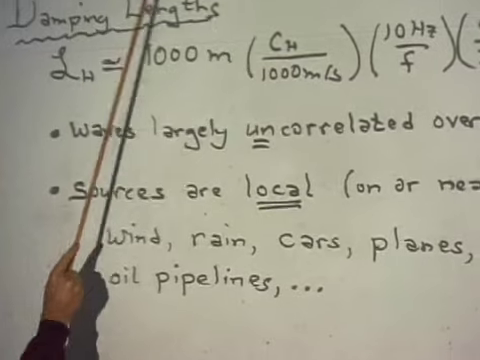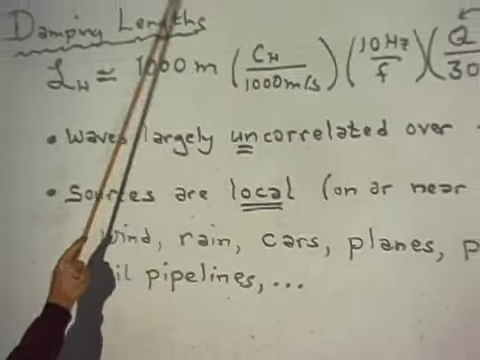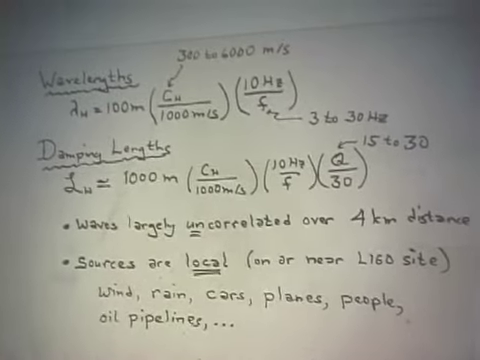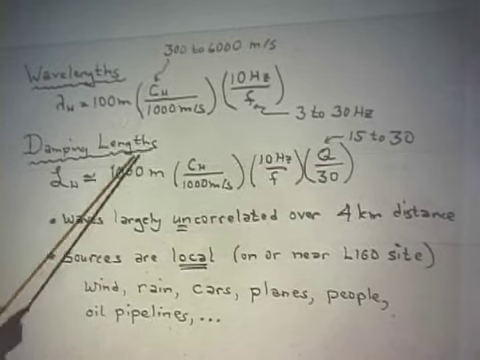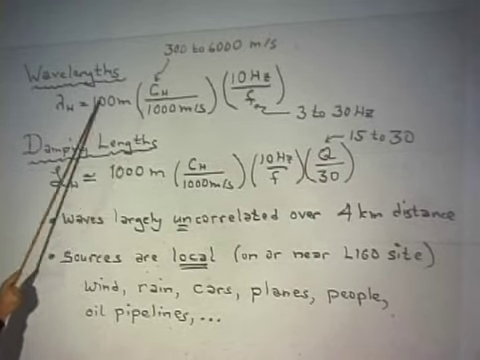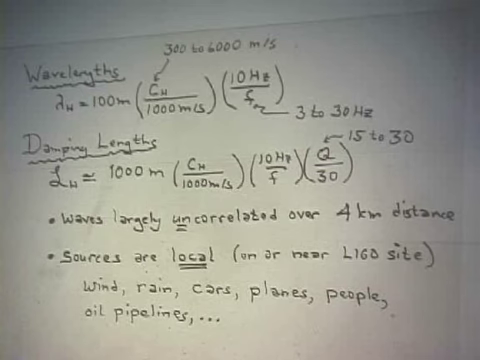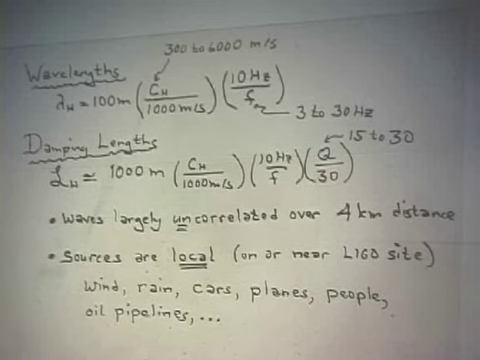The wavelength at 1,000 meters per second is about 100 meters. At 300 meters per second, the wavelength will be correspondingly only about 30 meters. And so we're talking about wavelengths of that kind of a scale for these seismic waves.